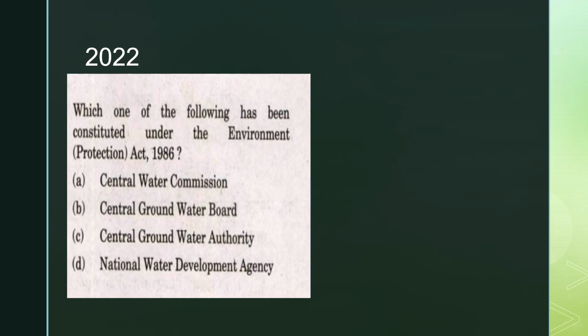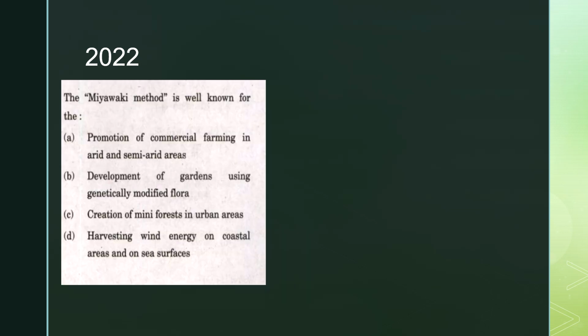So in 2022, this was the question: which one of the following has been constituted under the Environmental Protection Act? The answer is Central Groundwater Authority. This question, the Miyawaki method, is basically a recent method, which will be updated in basic environment books in the coming year.